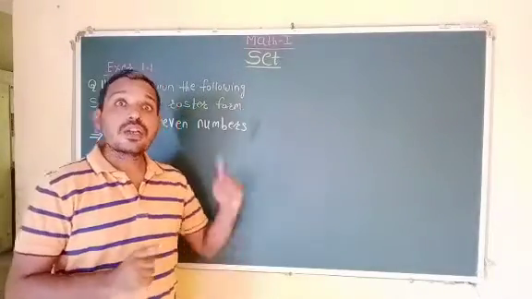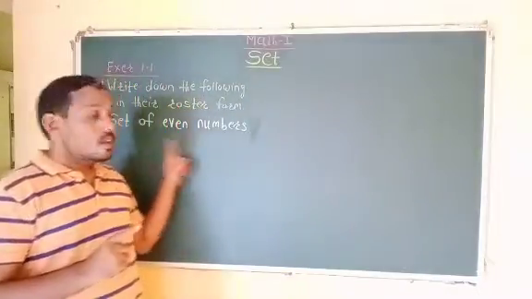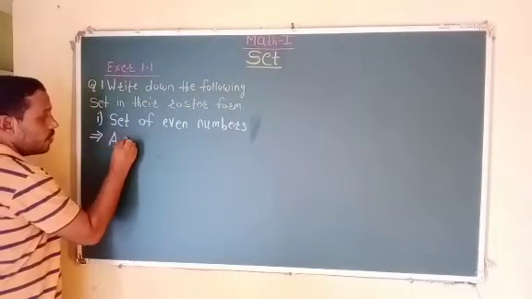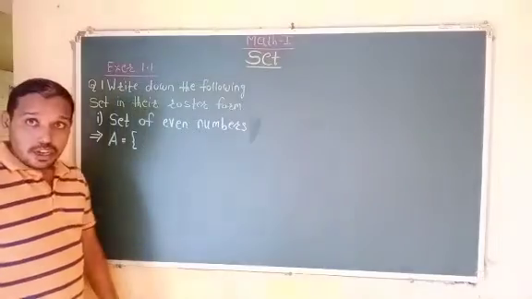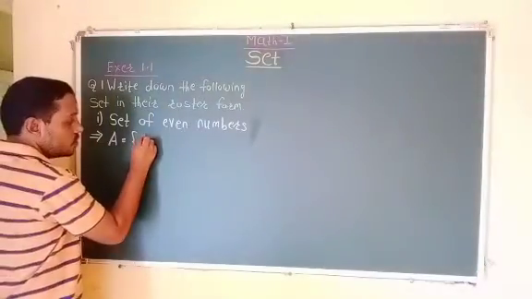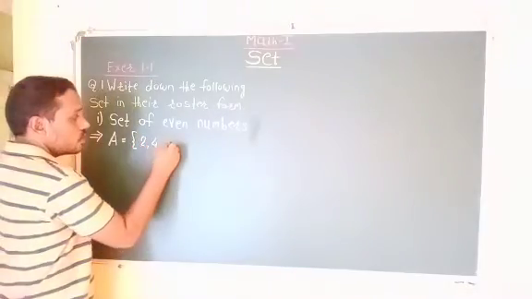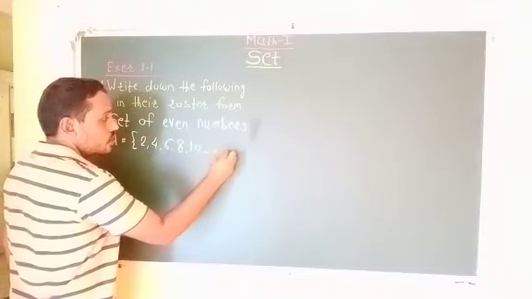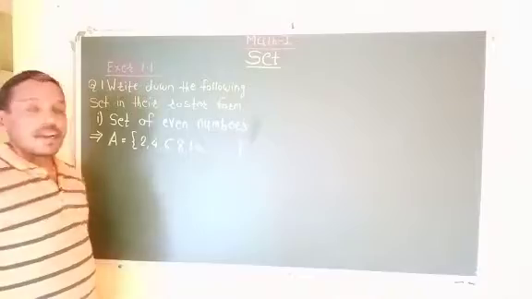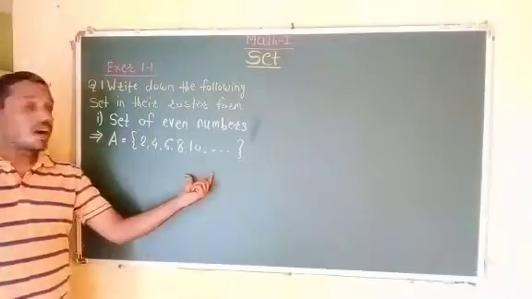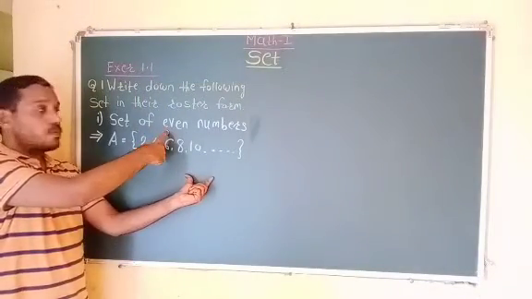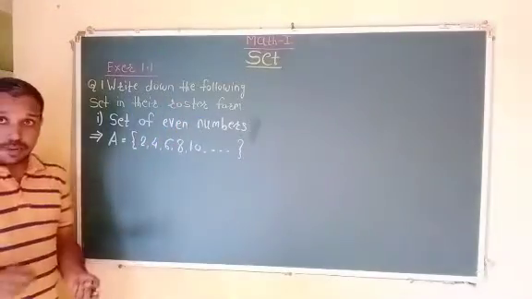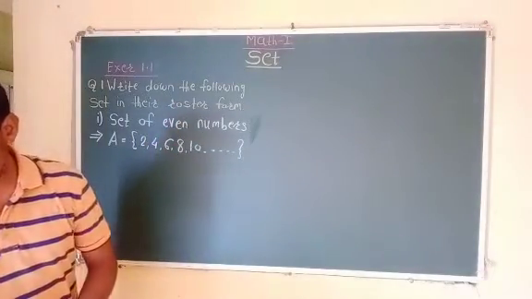All these are the even numbers, and that is why the answer for that set, we name the set A. A is equal to, in curly brackets, 2, 4, 6, 8, 10, dash, dash, dash, curly bracket closed. This is the answer of the first sub question, the set of even numbers.